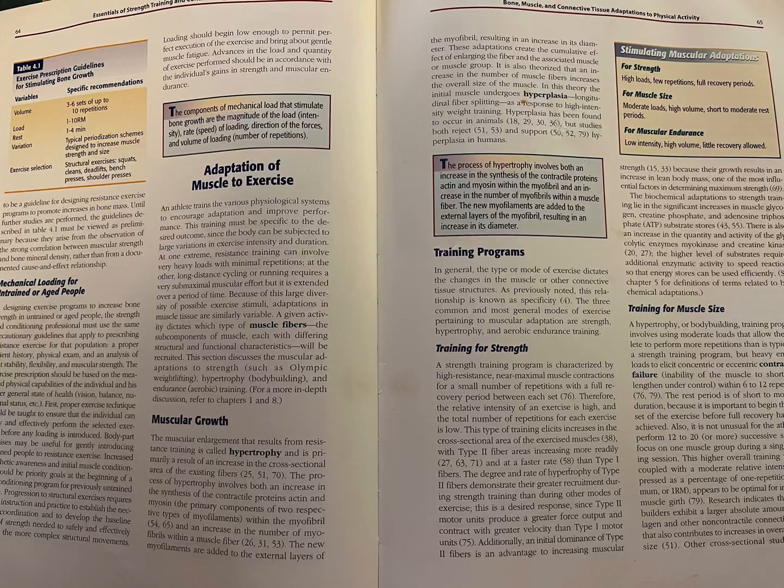Training for muscle size. A hypertrophy or bodybuilding training program involves using moderate loads that allow an athlete to perform more repetitions than is typical of a strength training program, but heavy enough to elicit concentric or eccentric contraction failure, the inability of the muscle to shorten or lengthen under control, within 6 to 12 repetitions. The rest period is of short to moderate duration because it is important to begin the next set of the exercise before full recovery has been achieved.